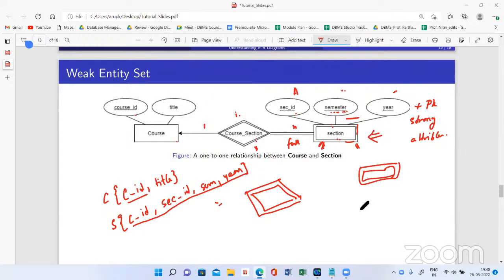Similarly, section A can be there in many courses. Until and unless I add which section with which course, I cannot say which section it is. Yes, sir. Correct.